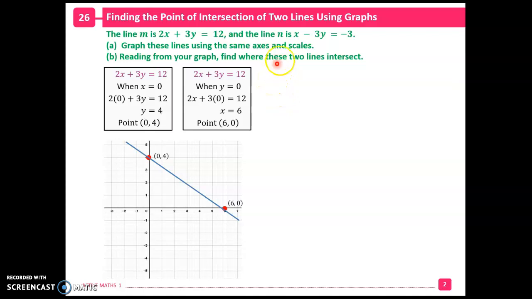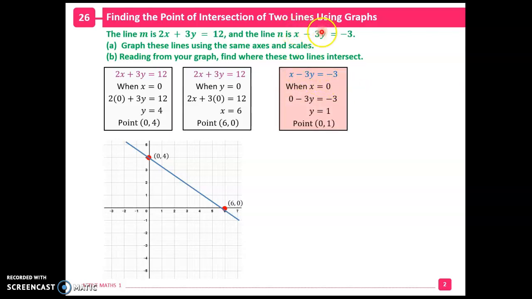So I need to do the same now with my other line, line N over here. I'm going to start off with when x is 0 on this line. I'm going to put 0 in there and try to figure out what y is. So 0 minus 3 y's is minus 3. So if I divide everything by minus 3, I'll get 1y is equal to minus 3 divided by minus 3, which is plus 1. So 0 and 1 is a point, a pair of coordinates that fit on that line. So if I put that point on my graph, 0 on the x-axis, 1 on the y-axis.